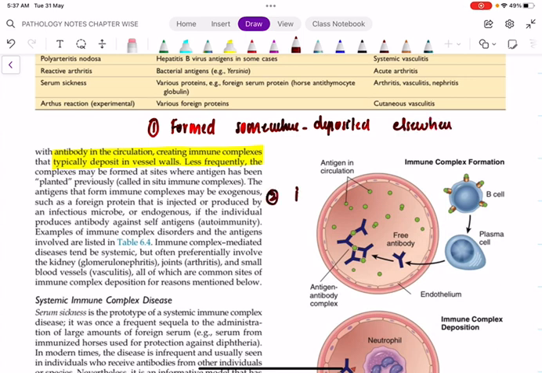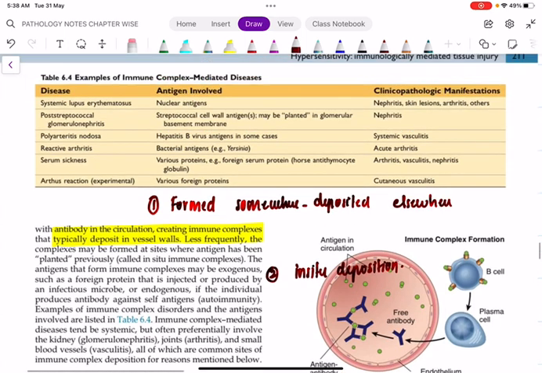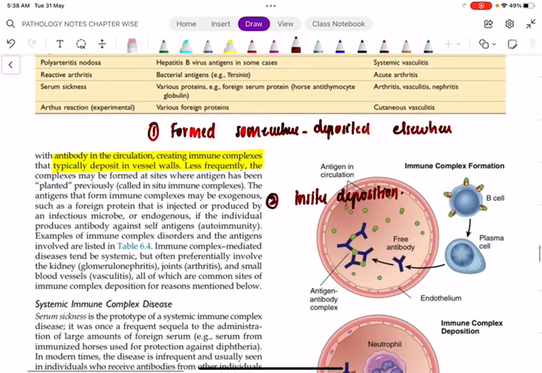Number two, in situ deposition. Where they are formed, there only they will deposit. We will be seeing the examples soon. So we have in situ immune complex deposition also.